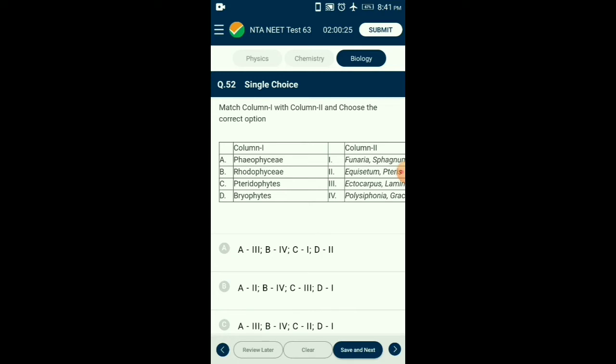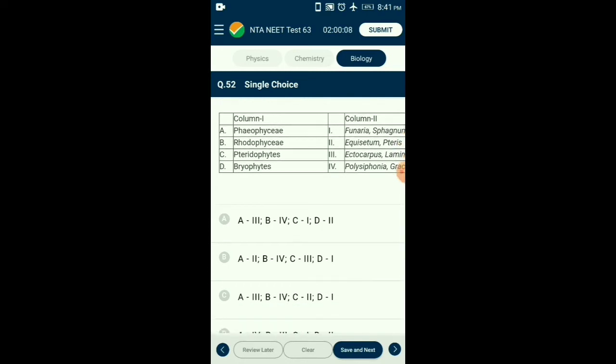Division Pteridophytes comprising ferns. Examples: Equisetum, Selaginella. Division Bryophyta comprising the liverworts, hornworts and mosses. Examples are Funaria, Sphagnum. So the correctly matching option is option C.